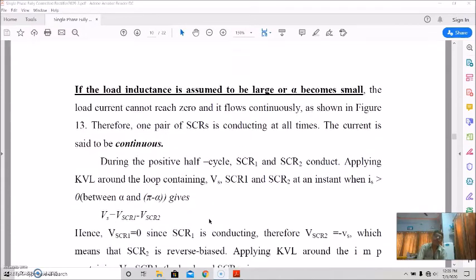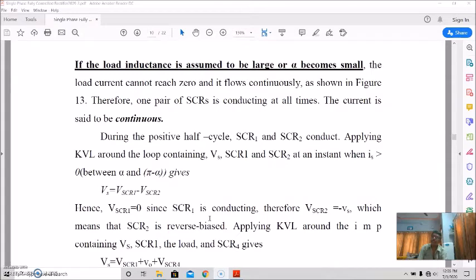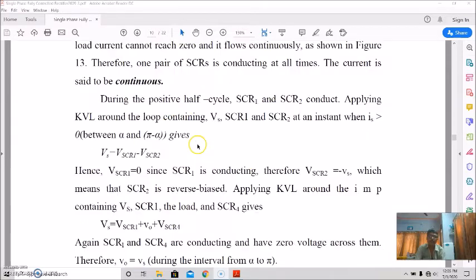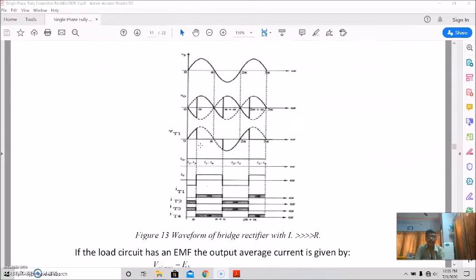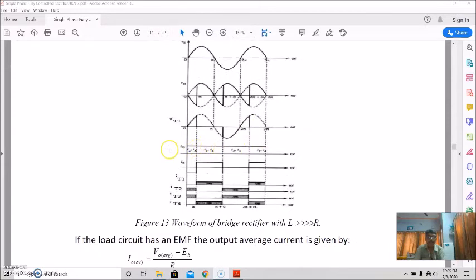Now if the load inductance is assumed to be high or large, in that case the firing angle alpha is small, so the load current cannot reach zero and it flows continuously. This is shown in this figure. This is the source voltage, this is the output voltage, this is the voltage across the thyristor, and this is the output current.